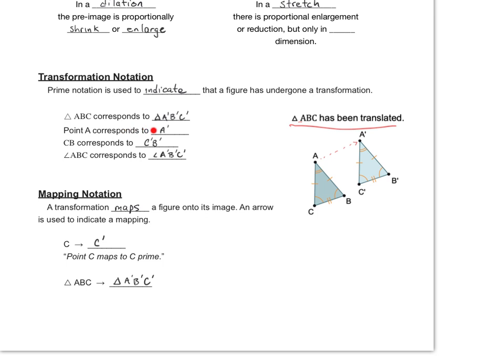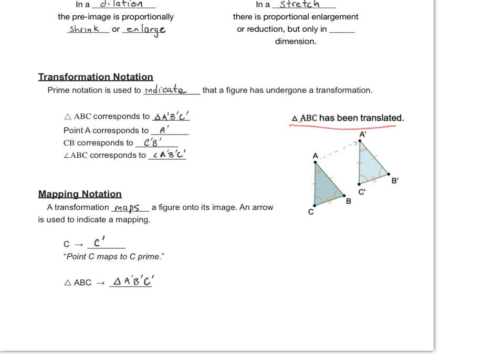Point A corresponds to point A prime. CB corresponds to C prime, B prime. And then angle ABC corresponds to angle A prime, B prime, C prime. So this is indicating my pre-image, and then my new image will have your prime indications. That's how we sort of know. We start here. This is my pre-image, and this is my new image.